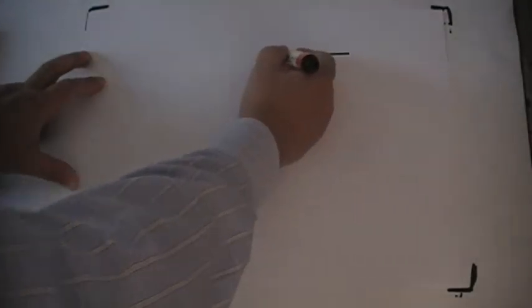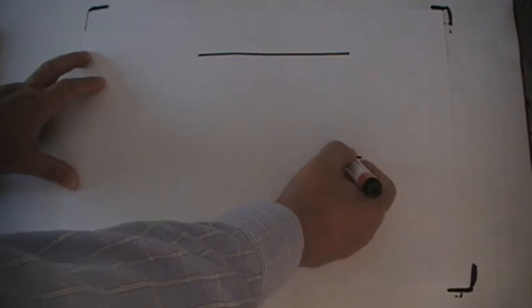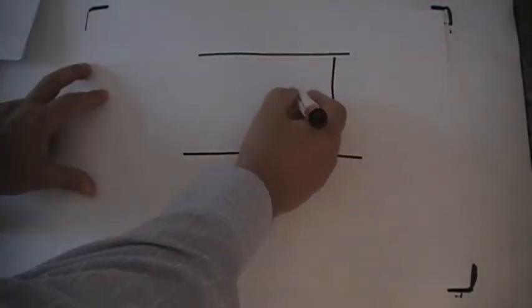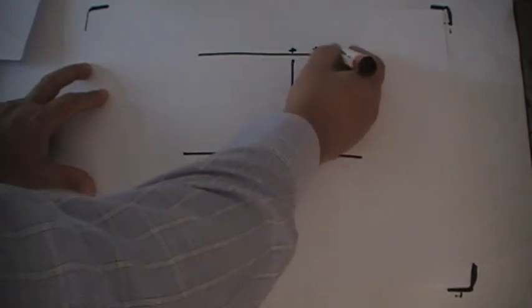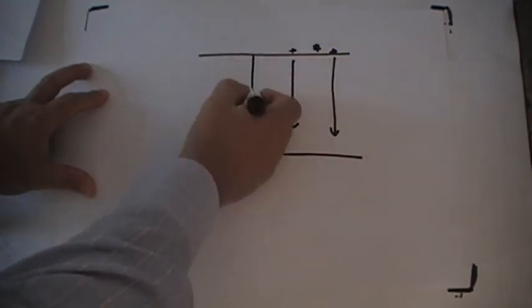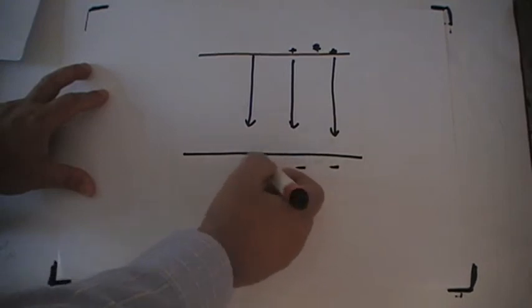Okay, so let's see what we have. We have a parallel plate capacitor, something like this. If the electric field is this way, that means this top plate is positive, right? And the bottom plate is negative.